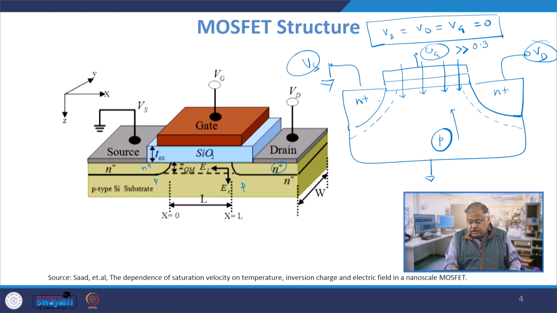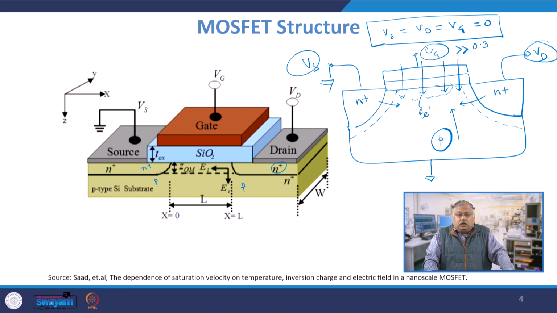One, there will be heavy injection from the N plus region here and the N plus region here, because there is a strong electric field present. It is so strong that it is even overriding the depletion width, and as a result there will be a large carrier density of electrons available here.